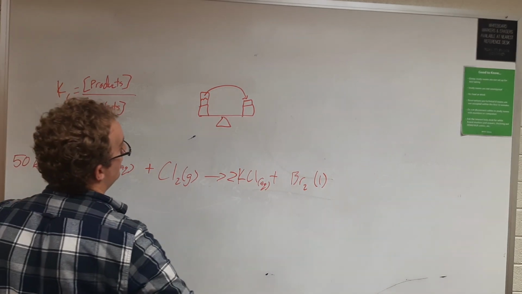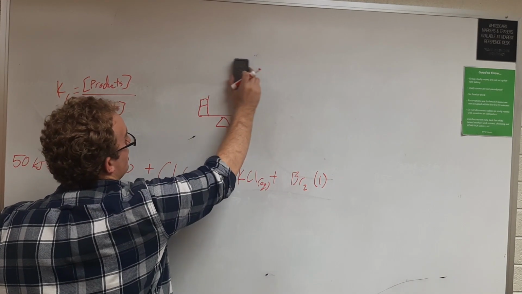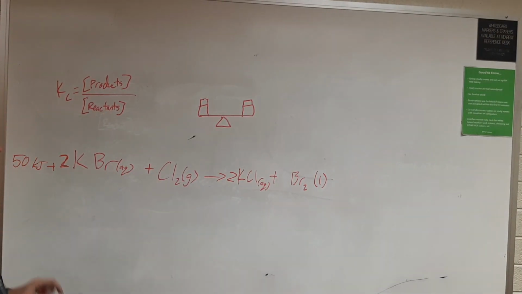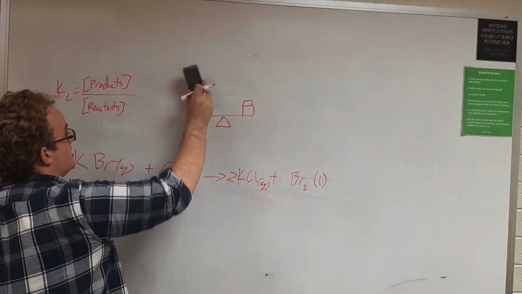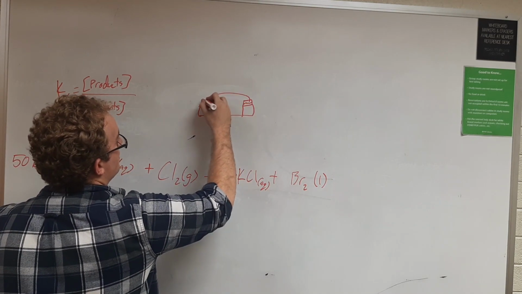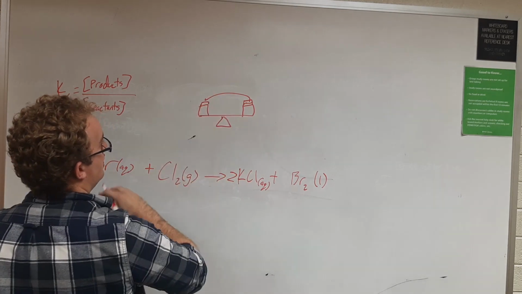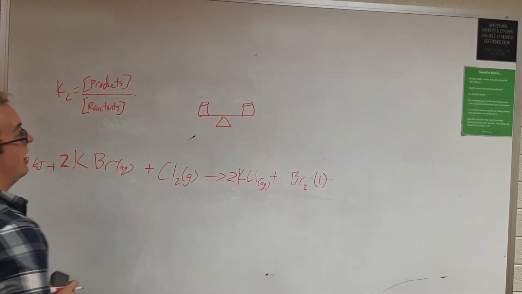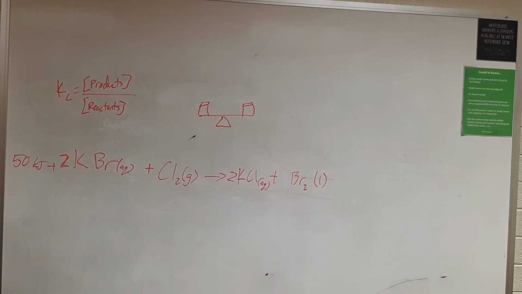Now, if we lower the temperature on an endothermic reaction, that's like we took away some of the reactants, right? That means we need to take part of our products and move it over to our reactants to balance again. If we lower the temperature on an endothermic reaction, that will favor the reactants.